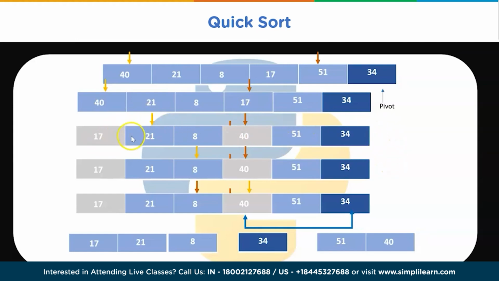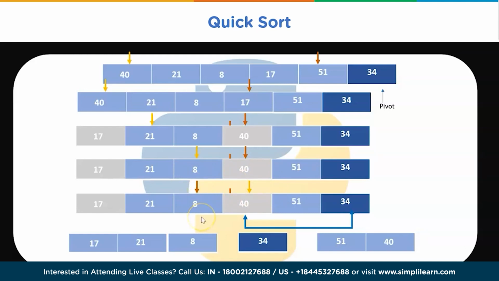What will happen now? I moves to 21, J is at 40. Okay, now 21 is less than 34, so I will continue further. It will come to 8. Okay, 8 is also less than 34. I has now moved to 40. Right, now 40 is not less than 34, so I will stop over here. Now J, what happened with J? J is greater than 34, so it will move further. Now J has reached 8 and I has reached 40.